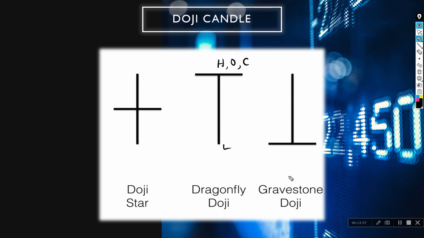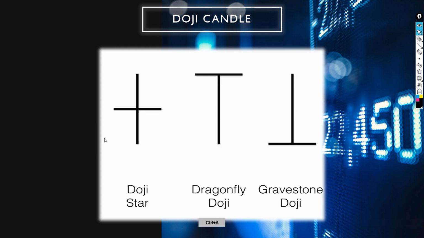Next we have the gravestone doji. In the gravestone doji, this will be your high, obviously. Your open, close and low will be at the same price. The reason it's called gravestone doji is because of how a gravestone looks. If you see the side view, it will be something like this, and that's why it is named gravestone doji, for a very simple reason. So the name also depends on how it looks and what it features. So this was about your doji candle. I hope you're getting it.